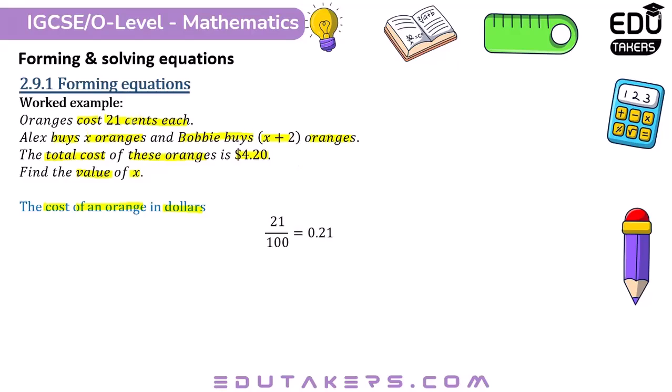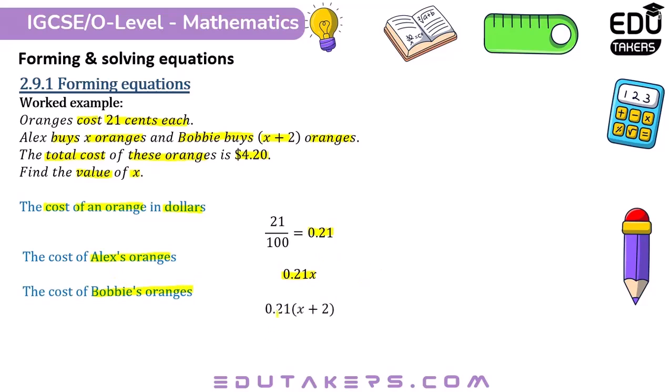Cost of orange is 21 cents. We will convert it into dollars. So 21 over 100 equals $0.21. The cost of Alex's oranges is 0.21x. The cost of Bobby's oranges is 0.21 into x plus 2.